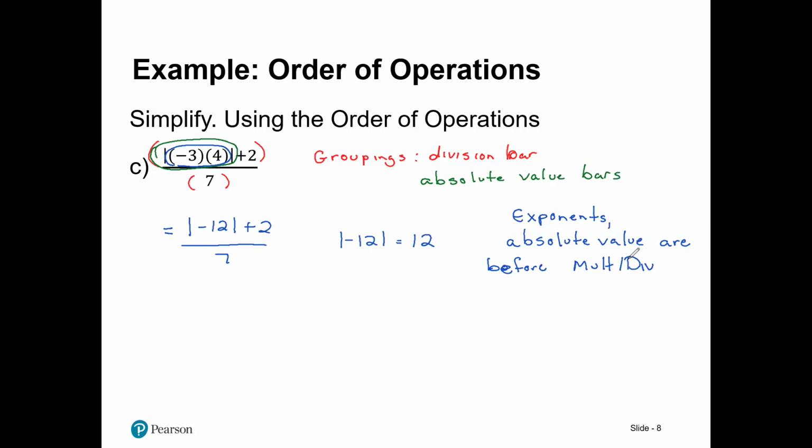So exponents and absolute values, you want to perform those before you do multiplication or division. So we get 12 plus 2 over 7. Now we'll go back to the groupings again. I took care of the innermost grouping. It's all done with. Now I have a grouping on top, which is 12 plus 2. It's going to give me 14. Technically, 7 is a grouping, but since it's a single number, there's not anything I need to do. So that is just going to leave me with a 2.